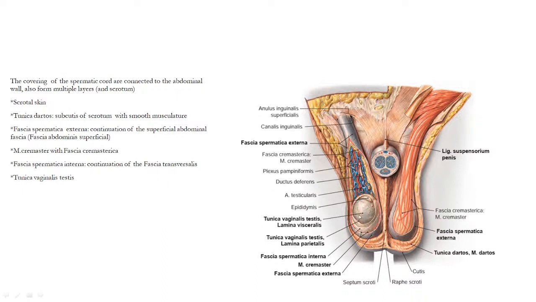You see into the tunica located around the testis. You see fascia cremasterica and musculus cremaster. This is fascia cremasterica externa. Fascia spermatica externa. Musculus cremaster. This is the plexus pampiniformis and ductus deferens. Epididymis. You see the annulus inguinalis superficialis. This is the canalis inguinalis.